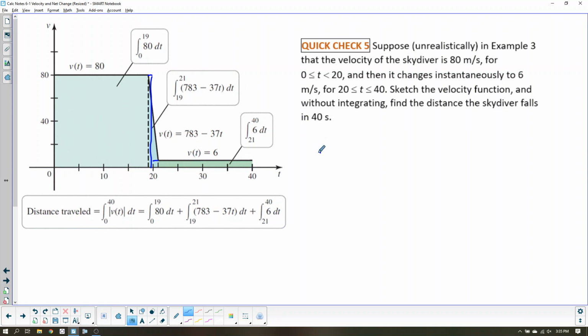In this case, distance would be the area of this first rectangle. The width of it is 20. The height of it is 80. That's this rectangle. And then for this one, it would be a distance again of 20 multiplied by a height of 6. And we see that this is 1600 plus 120. We get 1720. So it turns out to be the exact same thing.